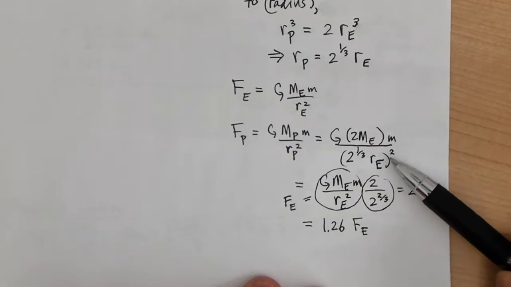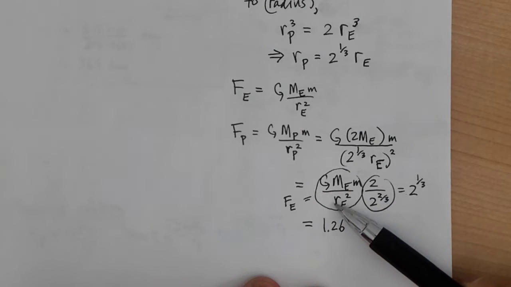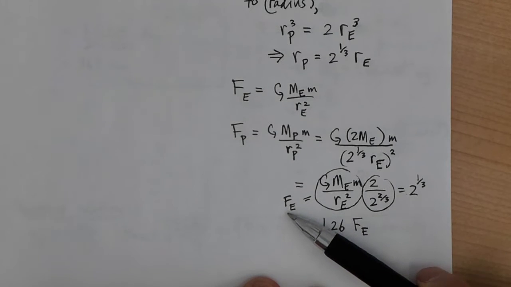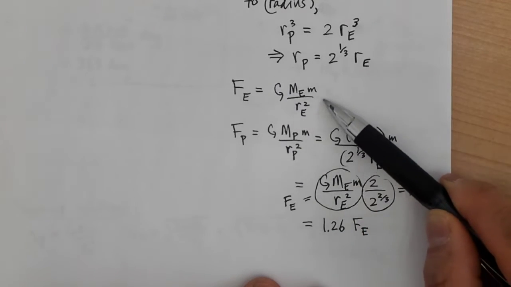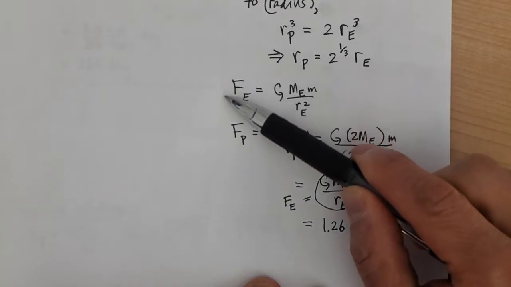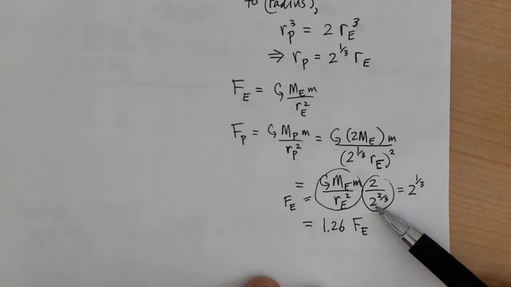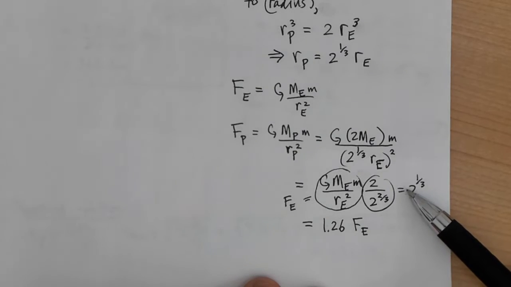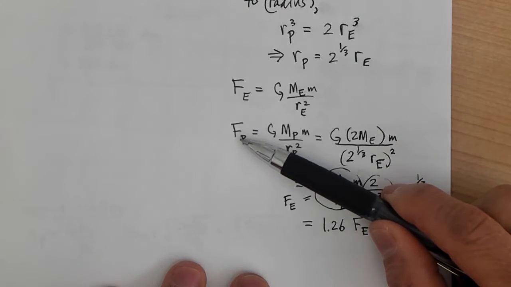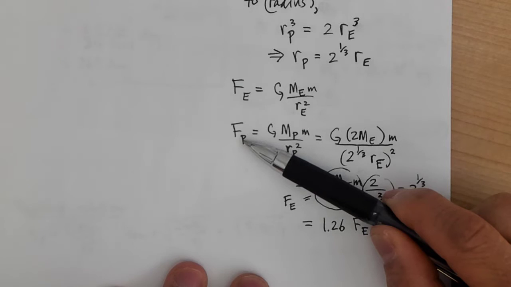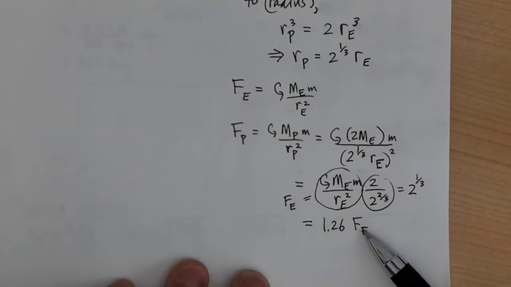But after we plug that in here, we end up with G M_E times m divided by R_E squared. By the way, this term here is the force on the mass at the surface of the Earth. You recognize this is exactly that. All the extra stuff is a factor of 2 here, and a factor of 2 to the 2/3, and that cancels out to give 2 to the 1/3, which is 1.26. So the force on the mass at the surface of the planet P is 1.26 times the force on the mass at the surface of the Earth.